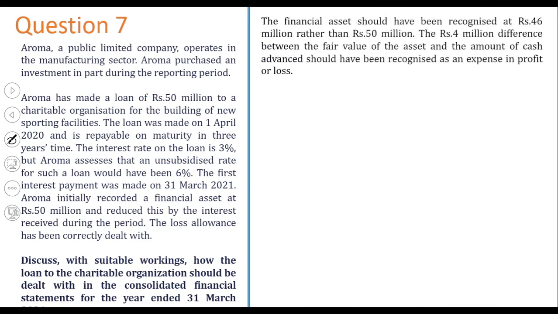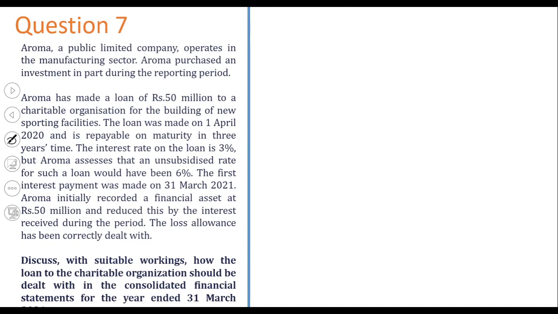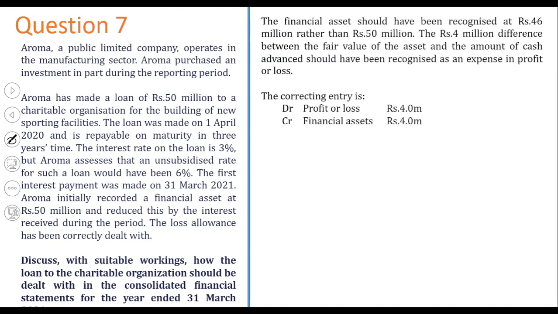So now again you are following the same theory, right? Initially you should recognize the asset. You paid cash of 50 million. Loan 50 million. But we are to debit financial asset, debit how much? 46. P&L debit. That's how you want to recognize. You recognize that difference as a P&L expense, right? The financial asset should have been recognized for 46 million rather than 50 million.